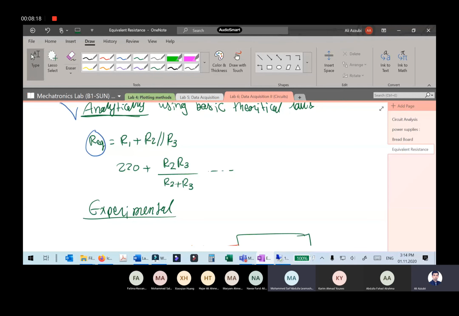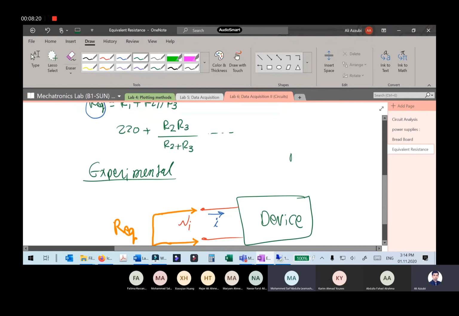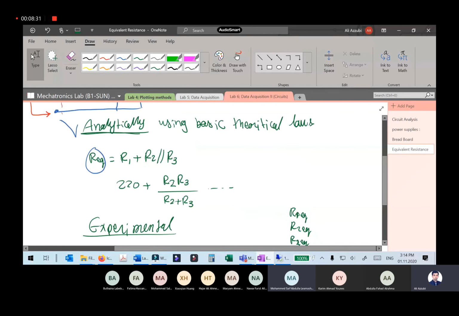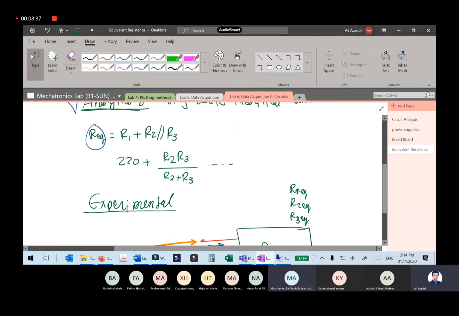Yeah, you mean finding R1 equivalent, R2 equivalent, R3 equivalent. Exactly. And then do the equation. It's supposed to be the same. It's supposed to be the same, but if you have errors in these currents and voltages, measurement errors from your device or from whatever source of error, it will show up.